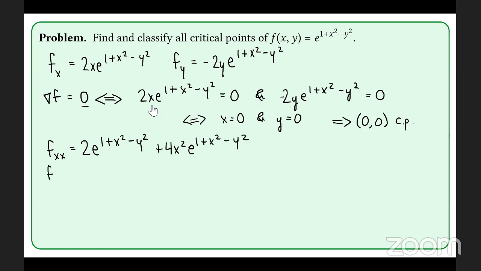And fyy is, let's see, negative 2 e to the 1 plus x squared minus y squared. And we're going to get plus 4y squared. Those negatives multiplied together gave us a positive. Plus 4y squared e to the 1 plus x squared minus y squared. And let's do fxy.